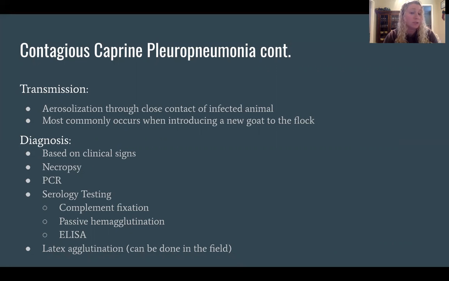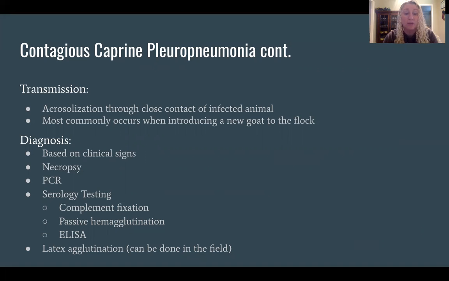Your diagnosis is based on your clinical signs, but you also have necropsy that's used to establish a diagnosis, and your PCR. PCR is polymerase chain reaction. Samples are taken for it directly of the pleural fluid or the affected lung. It has made it easier to diagnose Mycoplasma.